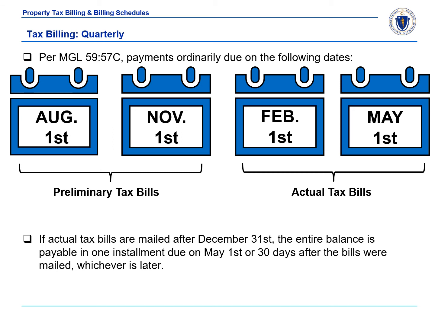However, if actual tax bills are mailed after December 31st, the entire balance is payable in one installment due on May 1st or 30 days after the bills were mailed, whichever is later.